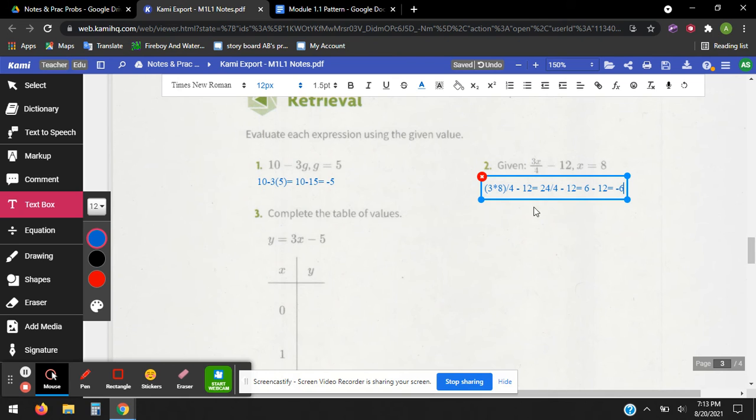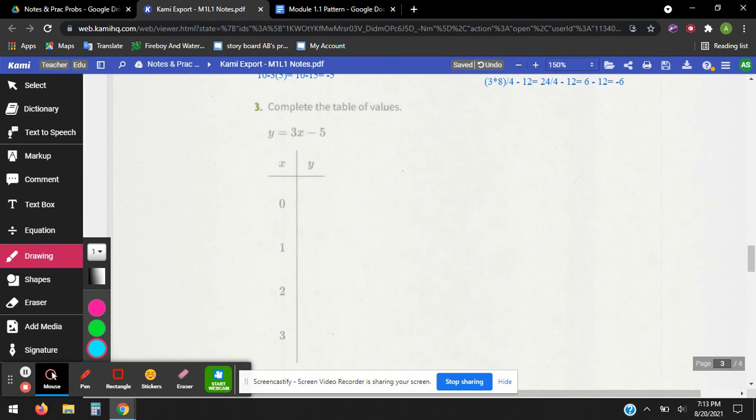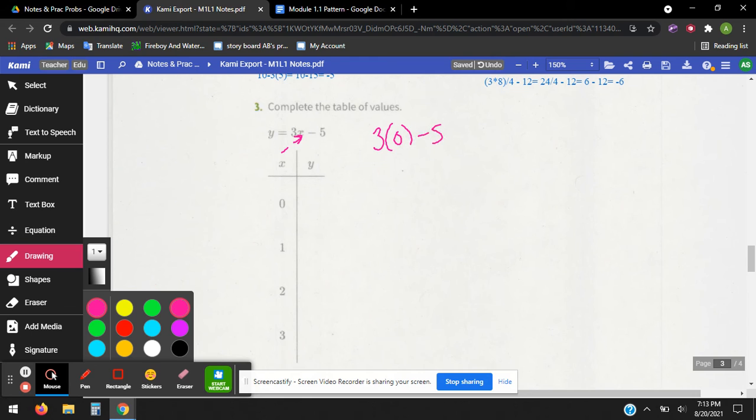All right. Next one, complete the table of values. Okay, so we'll go ahead and go to the drawing tool for this one. I want to substitute each of these numbers in for the x. So my first one will be 3 times 0 minus 5. And 3 times 0 is 0. 0 minus 5 is negative 5.